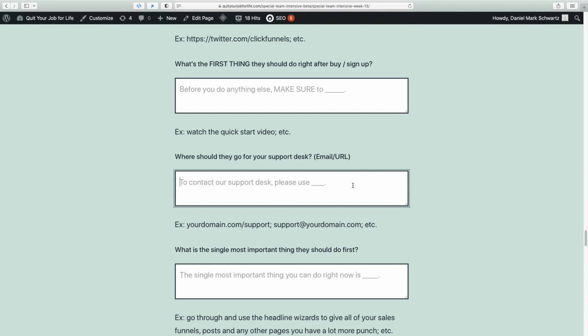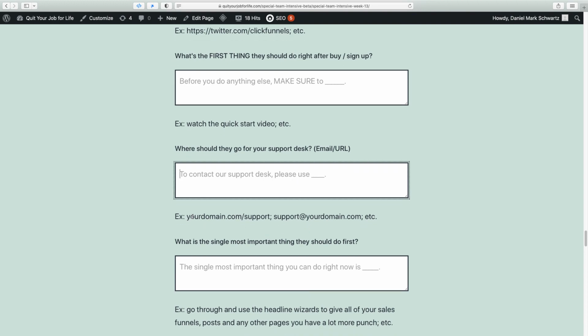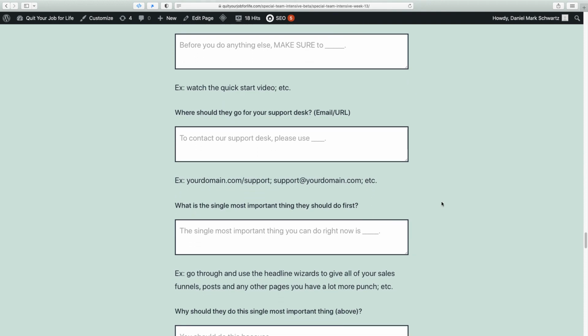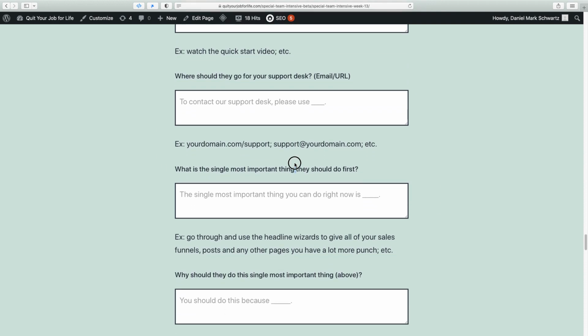Where should they go for help? You would either want to put a web page here. If you have a web page, have them contact you, like with the contact form on your WordPress site, that's a place you can send them to. Otherwise, you can just send them to your email, or you can make a separate support email at one of your domains. That's totally fine. Or you can send them to your Gmail or whatever you want. It's pretty much up to you, one of those things.